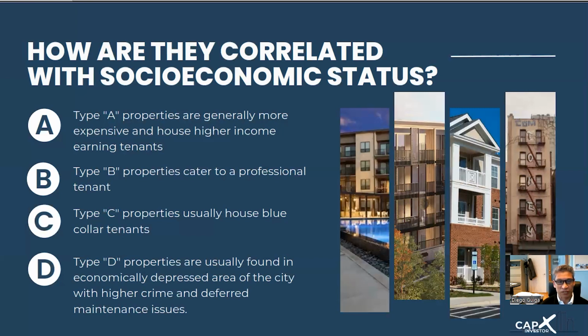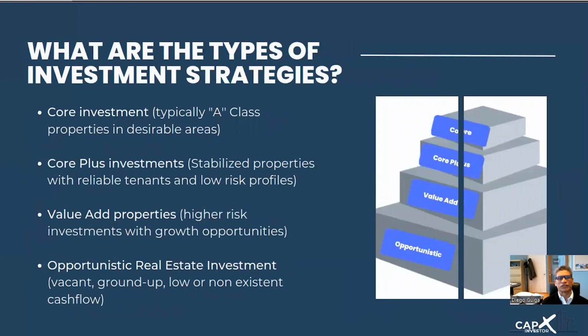Your C-class property usually house your blue collar workers. However, again, I'll go back to that example of having a C-class property in an A-class area or market such as Beverly Hills, which then would cater to higher income earning tenants as well. And then your D class properties are usually found in economically depressed areas of the city with higher crime and deferred maintenance issues. So what are the different types of investment strategies?